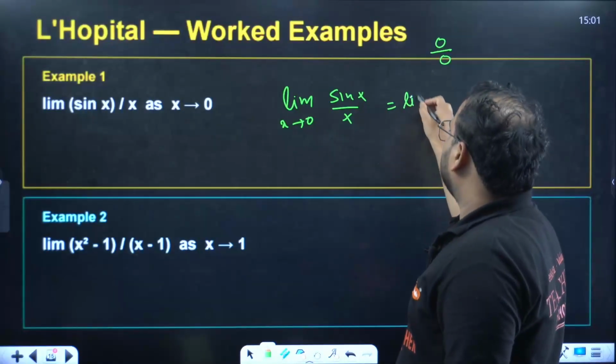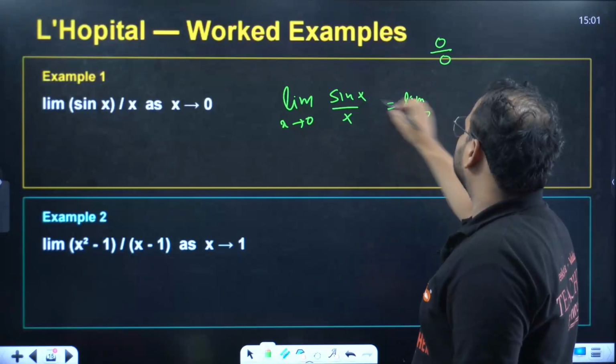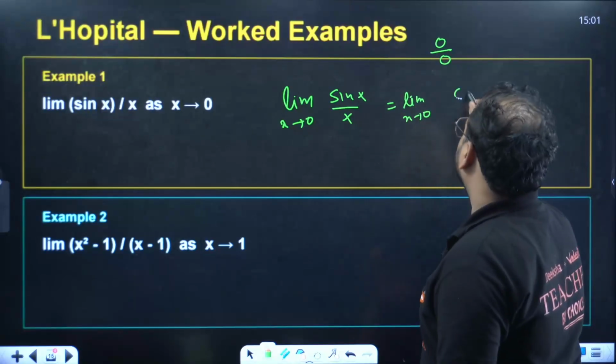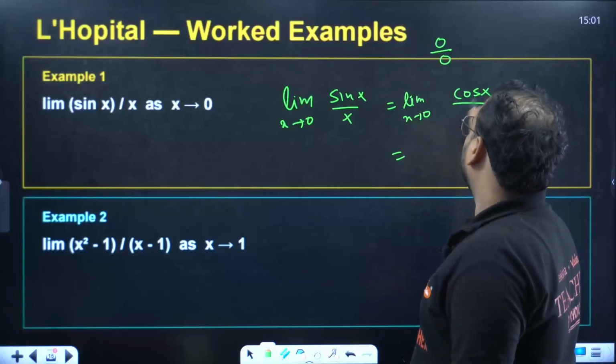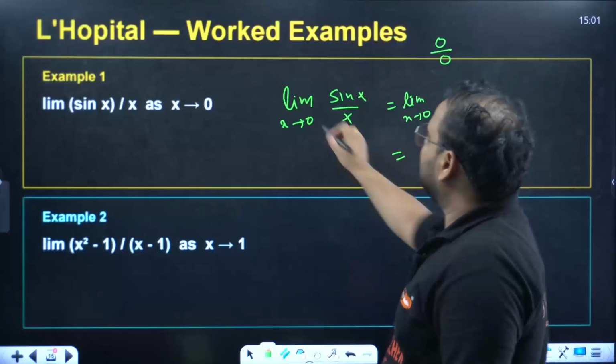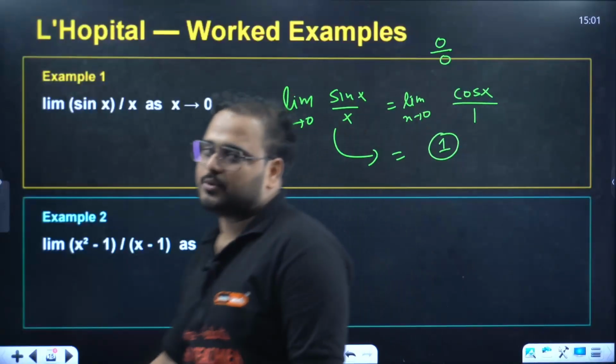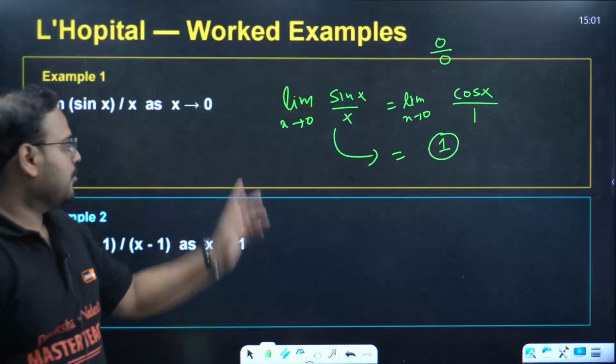Differentiate, keep the limit as it is. Sin derivative will be what? Cos. Derivative of sin is cos, x will be 1. Put cos 0, it becomes 1. And this we remember, this is the standard limit of trigonometric functions, 1.